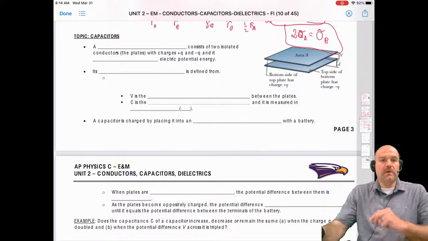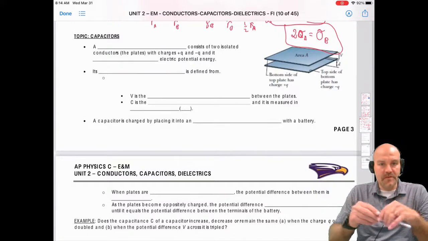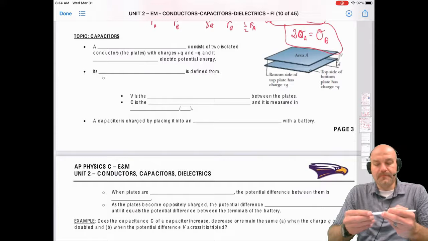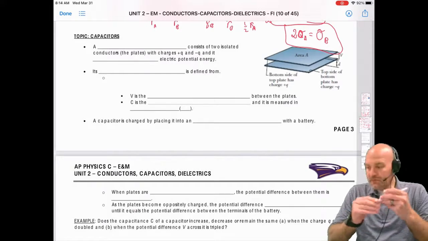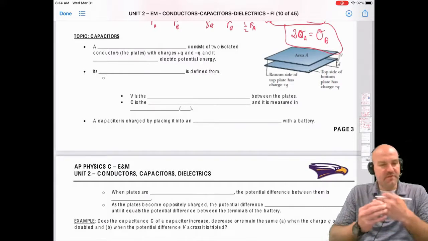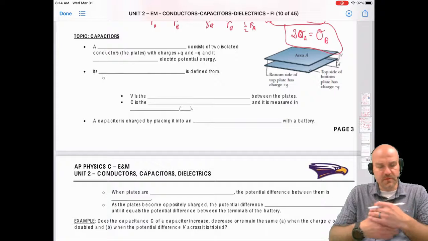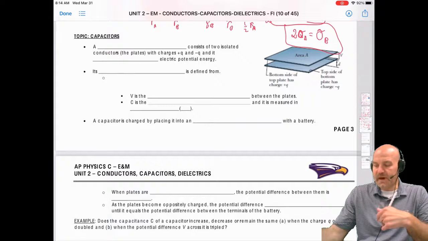Okay, so in this video, we're going to continue talking about Unit 2. This is going to be the second part of that. It's going to be capacitors. The first thing we're going to do is talk about some general information, do some simple calculations, and then we'll get into this whole E field versus potential difference of a capacitor.